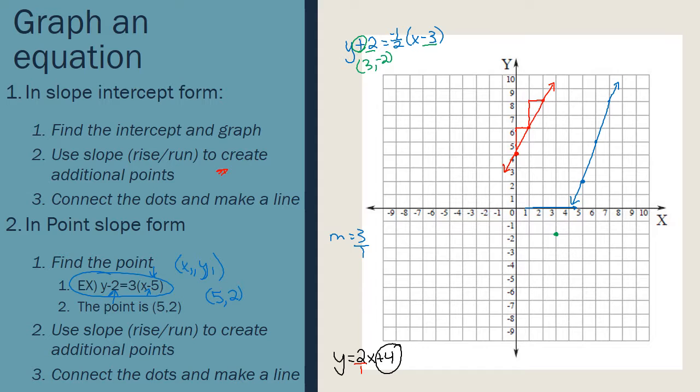So I'm going to go ahead and graph that point, 3, negative 2. Then the next thing is negative, this is a negative slope, so we can think of it as rise over run is down 1 over 2, or you can think of it as rise 1, left 2, connect your points, and we've now graphed it.